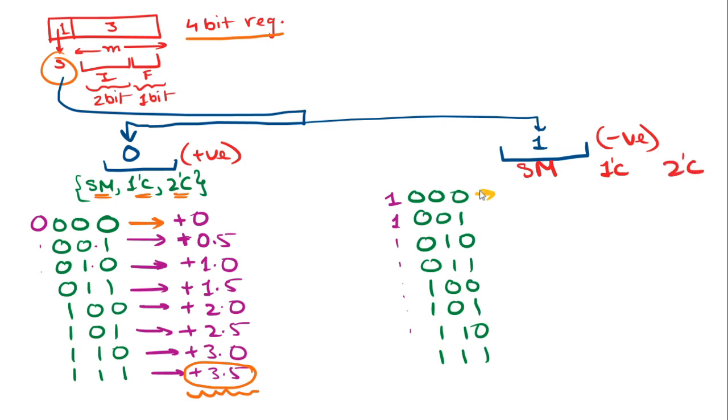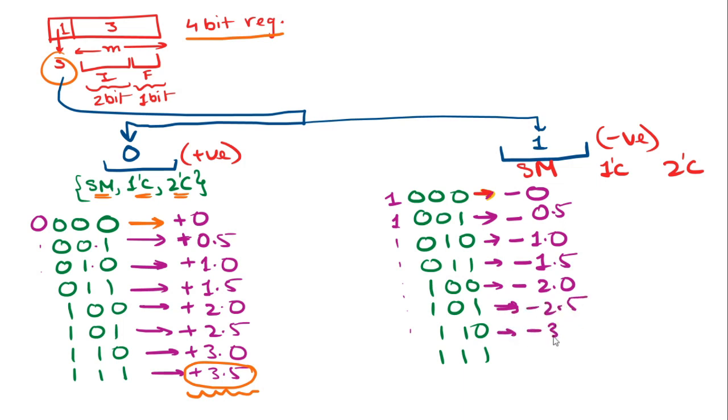Now, 0 0 0 will be in sign magnitude. This part is the magnitude, right? That means we can directly put 0 0 0 is 0, and with the 1 we can put sign negative here. In a similar way, this is the magnitude, so this is 1 and sign negative, 0.5, minus 0.5, right? Now this will be minus 1.0, minus 1.5, minus 2.0, minus 2.5, minus 3.0 and minus 3.5, right?